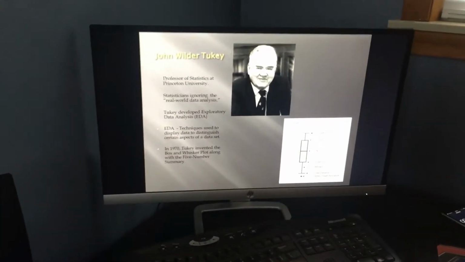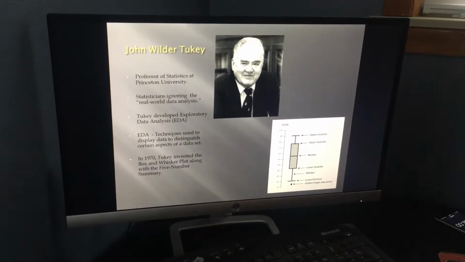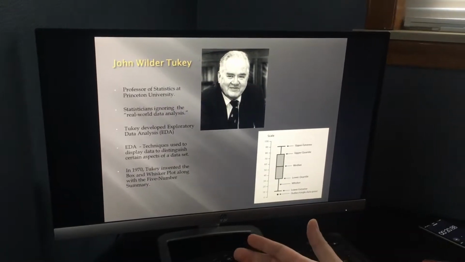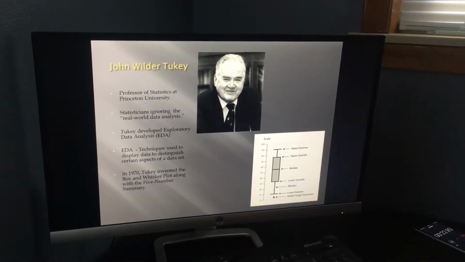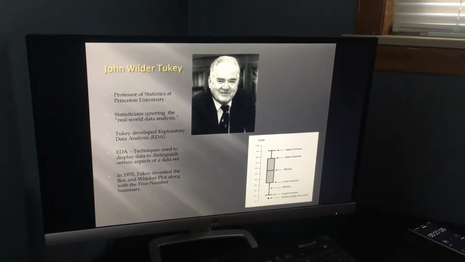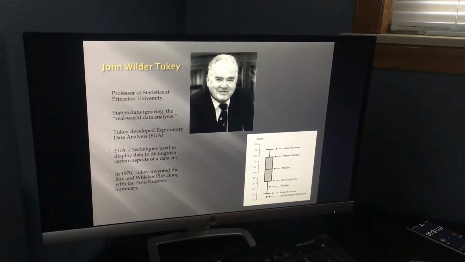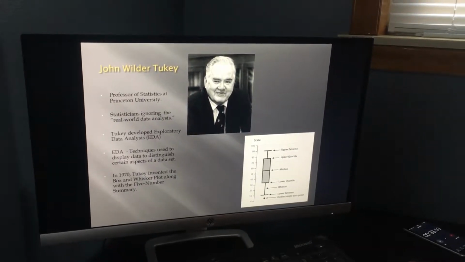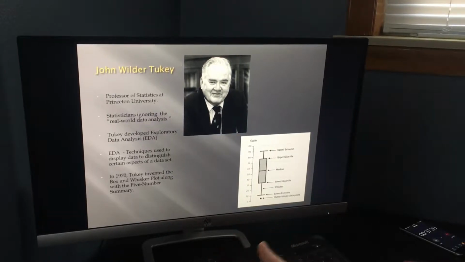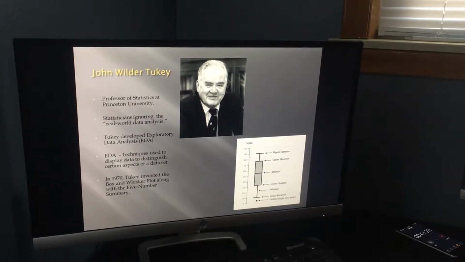John Wilder Tukey in 1962 was a professor of statistics at Princeton University. Now at this time, statistics was over 100 years old. However, he realized that statisticians were ignoring what he called real-world data analysis for over 60 years. So Tukey developed what he called exploratory data analysis, or EDA. EDA is basically techniques that are used to display data to distinguish certain aspects of a data set.